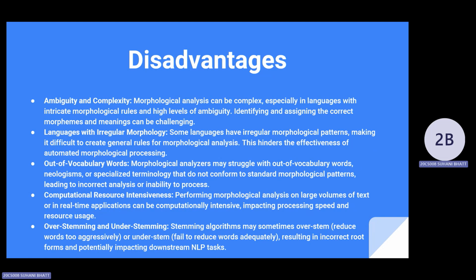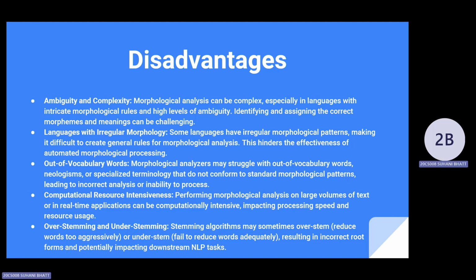Now, disadvantages of morphological processing. First is ambiguity and complexity. Morphological analysis can be complex, especially in languages with intricate morphological rules and high levels of ambiguity. Identifying and assigning correct morphemes and meanings can be challenging.